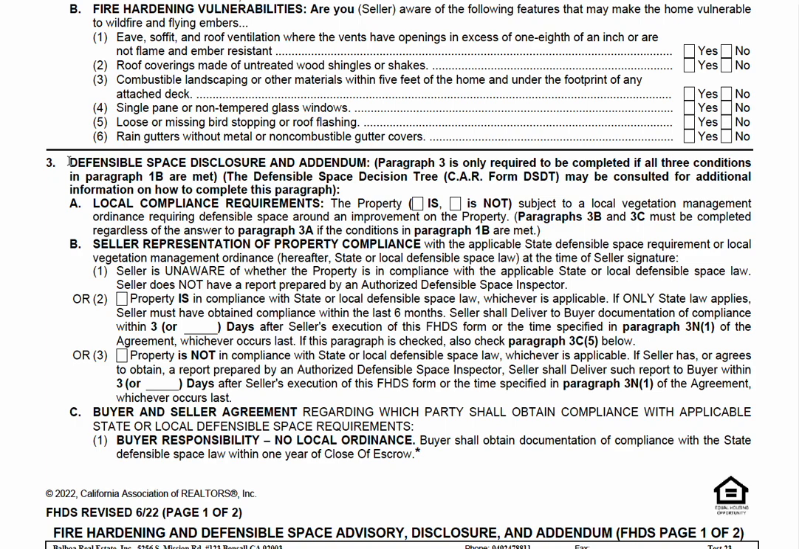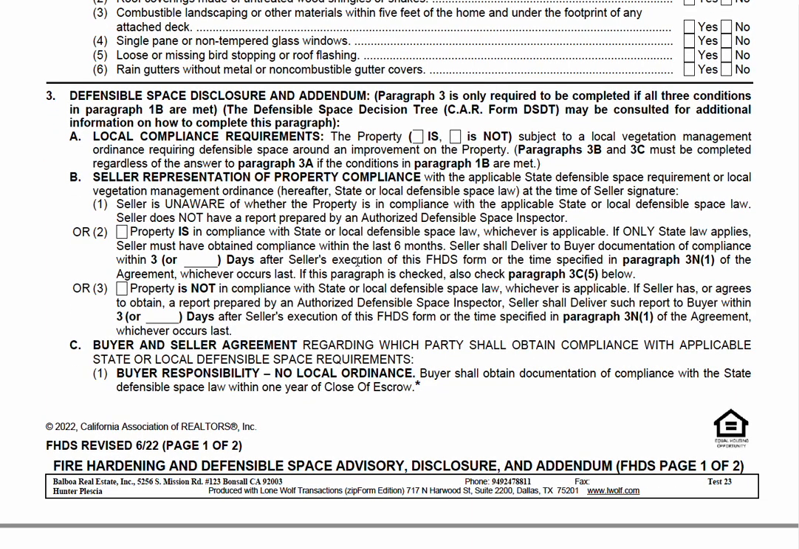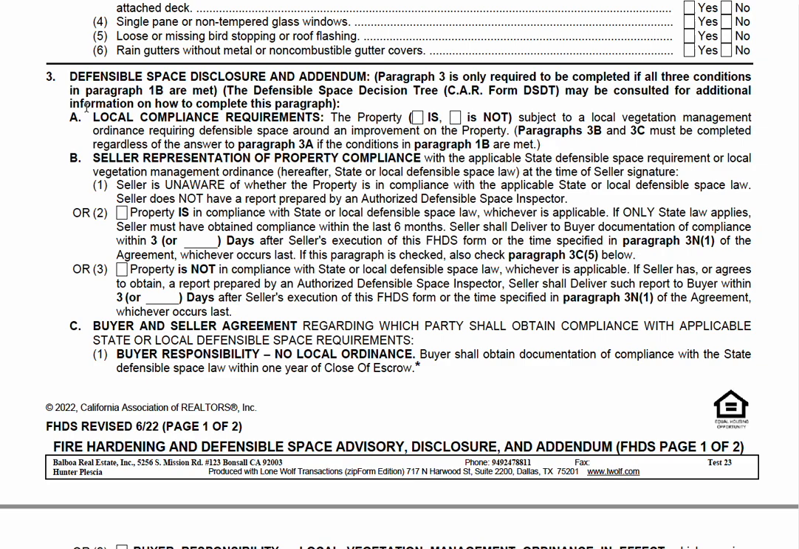Now this is the more confusing section. It's going to ask again, is the property subject to a local vegetation management ordinance? Okay, so this could be in the form of letters in the mail from the fire department, a county, some sort of county ordinance. Does the seller know? Does anyone know? Yes or no? So we check one of those boxes. If you don't know, you don't know. But if you do, then you write it. You check the box. We move on. We don't get hung up on this. You either know it or you don't. It's that simple.